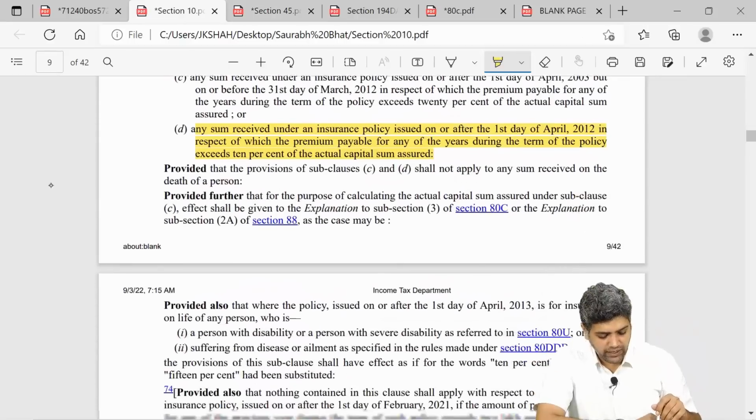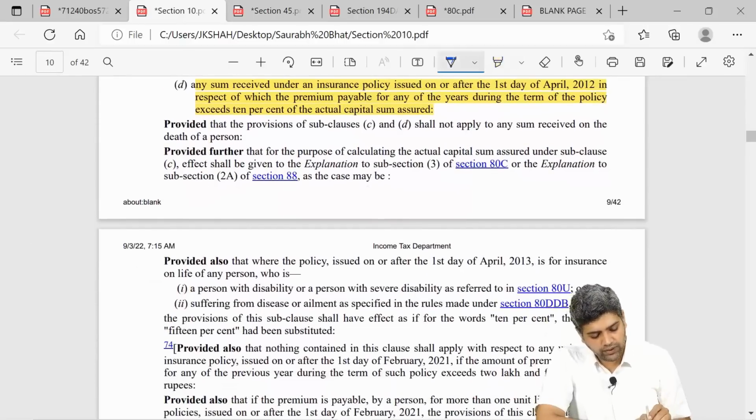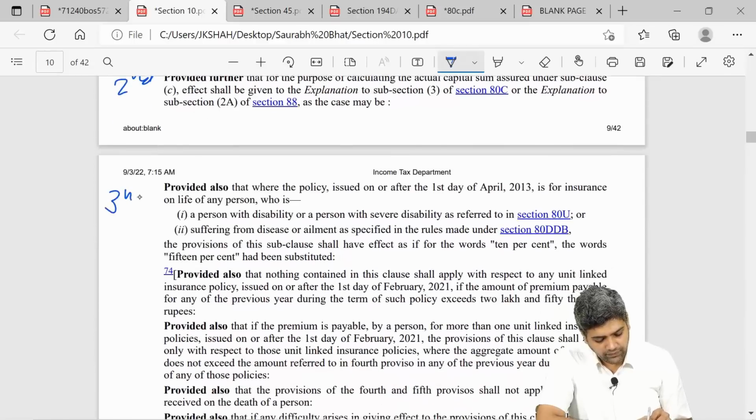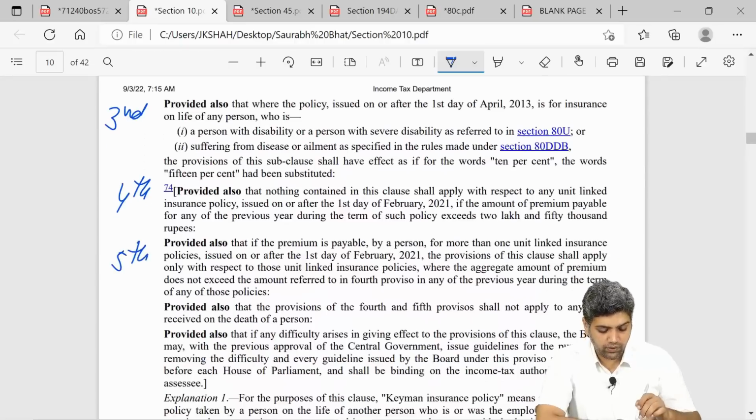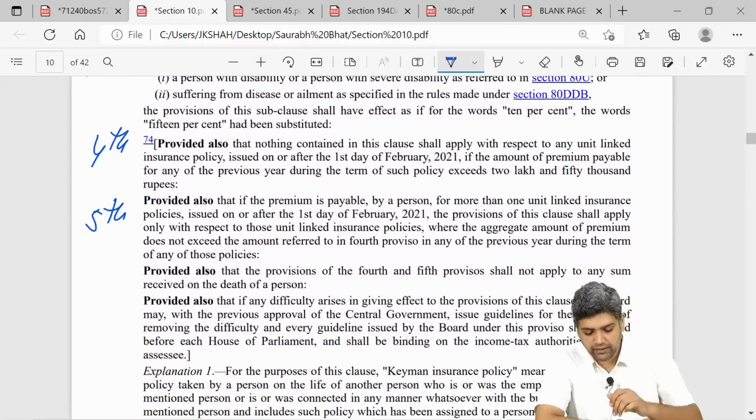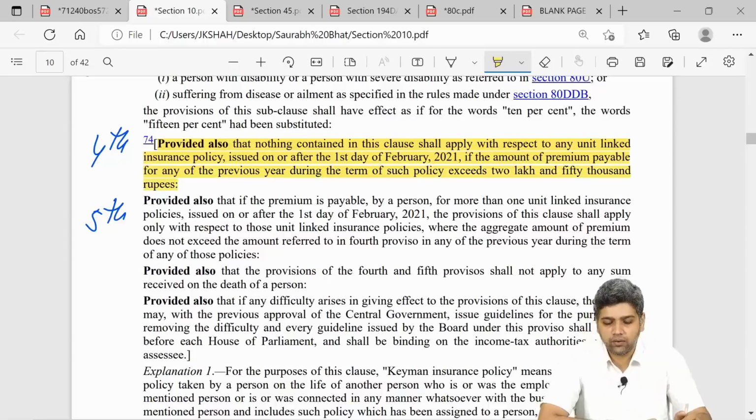So I come back to section 10 clause 10D, and if you notice below section 10 clause 10D, first proviso is given, second proviso is given, third proviso is given, fourth proviso is given and fifth proviso is given. So fourth and fifth proviso, I am reading that. It says, provided also that nothing contained in this clause shall apply with respect to any unit linked insurance policy issued on or after 1st February 2021 if the amount of premium payable for any of the previous year during the term of such policy exceeds 2,50,000 rupees.